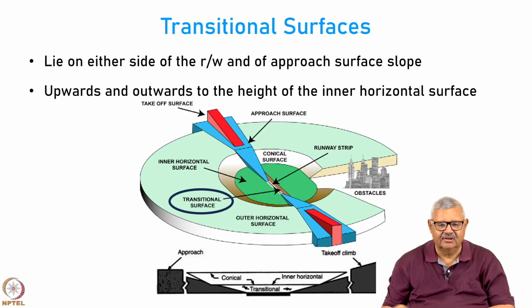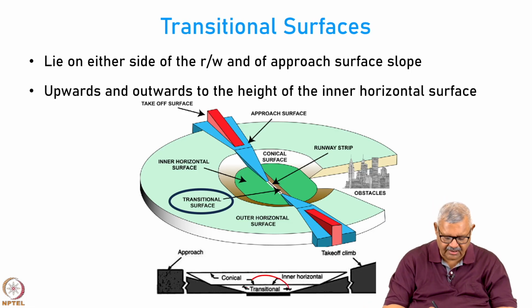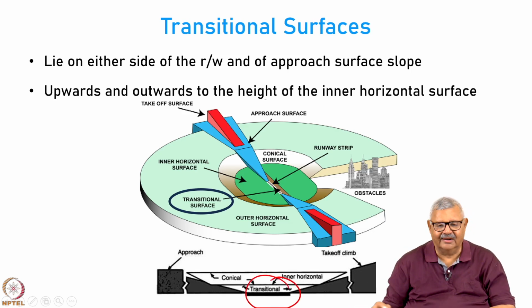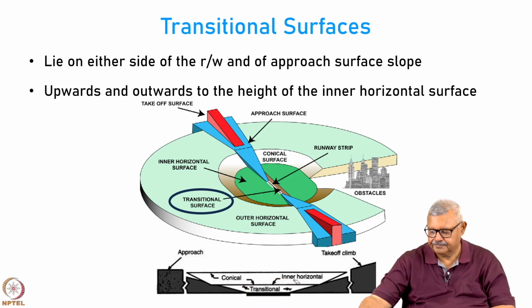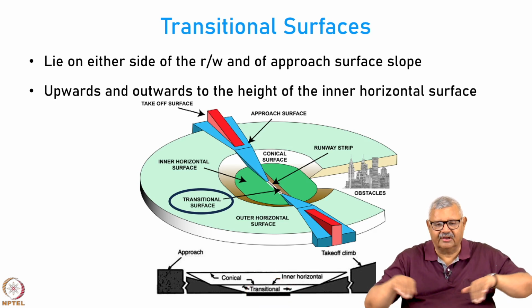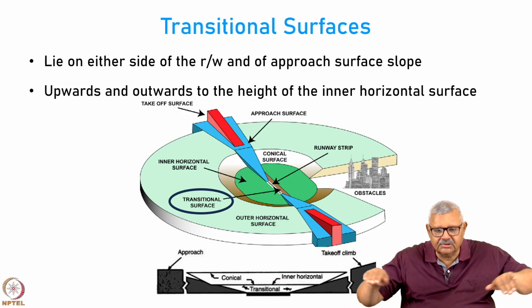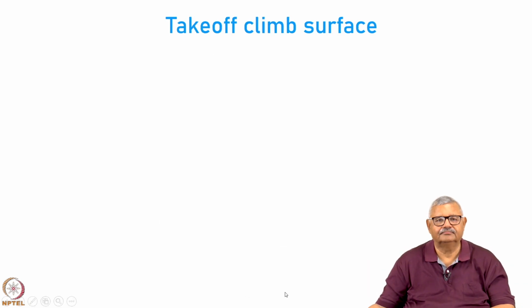As you can see in the figure in the bottom, the transitional surface is shown here, this particular area, that is the transitional surface. Okay. So, this is giving a transition from the runway to the conical area.